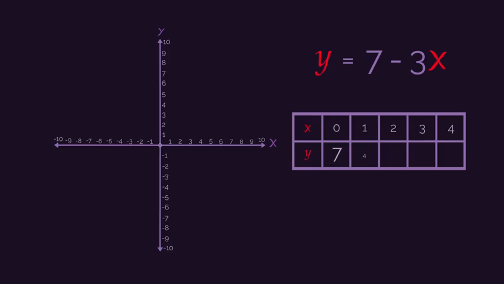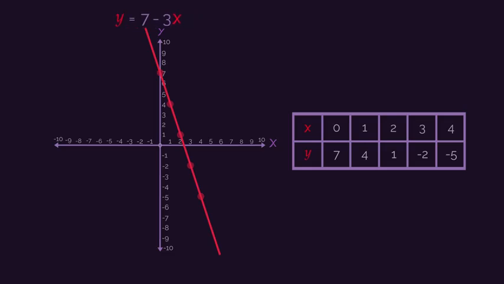Did you get the y values right? 7, 4, 1, negative 2, and negative 5. You should have just substituted in each value of x into y equals 7 minus 3x. So now we have our 5 coordinates, we can plot them straight onto our graph. And again, join them up with a straight line and label it with its equation.